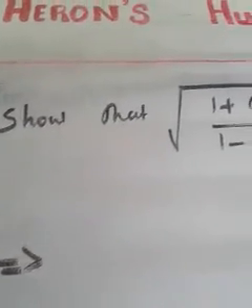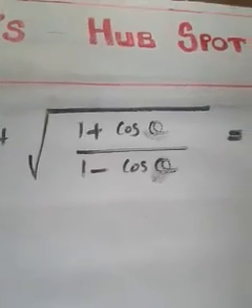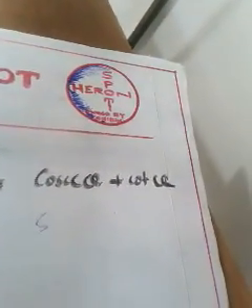Next question is: show that square root of 1 plus cos theta divided by 1 minus cos theta is equal to cosec theta plus cot theta.